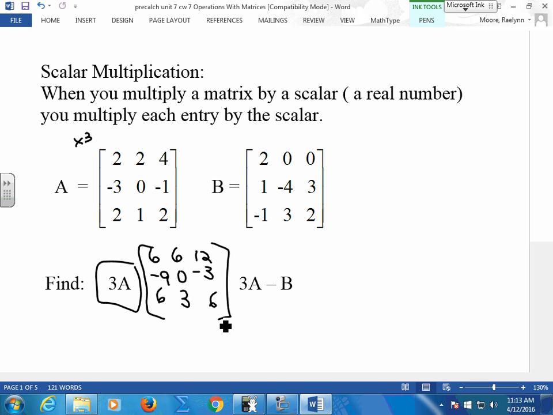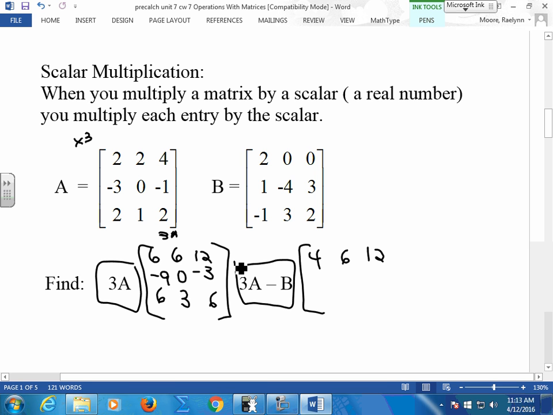Now if it says 3A minus B, all I have to do is take this, which is my 3A, and go element for element. 6 minus 2, 4. 6 minus 0, 6. 12 minus 0, 12. So you see what I'm doing? Again, element for element. You can put this in your calculator, matrix A, matrix B, and just give it this statement. It'll multiply A by 3, then subtract B. Good?